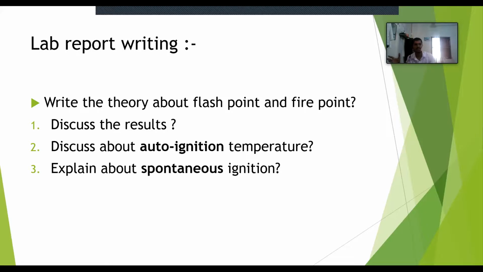Then write what auto ignition temperature is, and you can differentiate those things correctly. Then you will never get confused among them. The last question is to explain spontaneous ignition. You have to search the internet and write it. That's a very simple one. The term spontaneous may be difficult for you, but it is not that difficult. You can just Google it and get it.